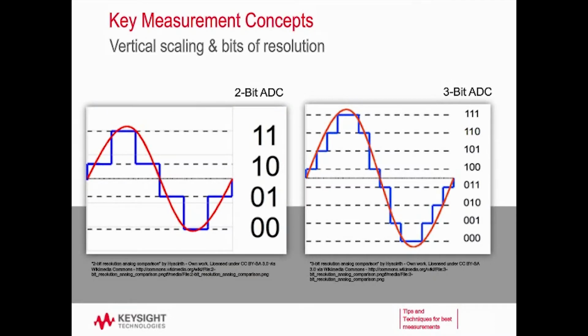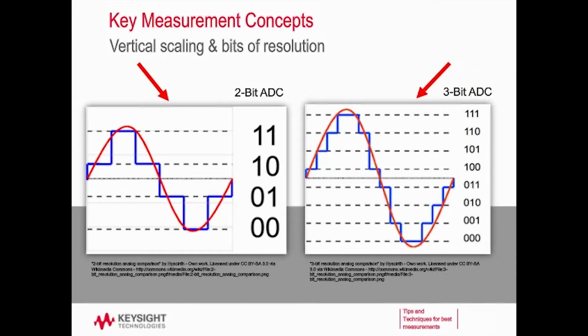So let's talk about what bits of resolution actually means. Here I have an example. I have a 2-bit ADC here on the left, and you can see that I have 4 possible levels. I have this red analog signal, which is the equivalent analog signal coming into my ADC, and then I have this blue digitized waveform coming out of my ADC into my digital oscilloscope. With a 2-bit ADC, I have 4 different levels, and I get an okay representation of my signal.